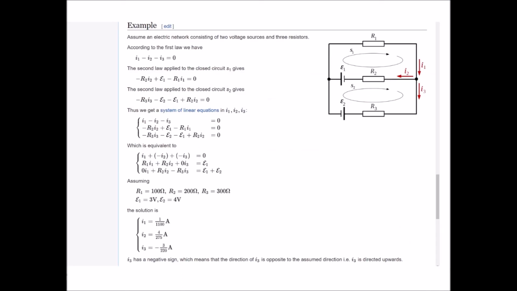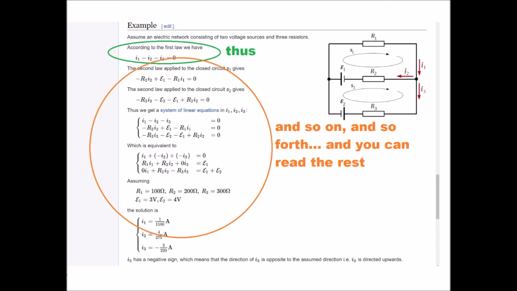And here's an example. Assume an electric network consisting of 2 voltage sources and 3 resistors. So according to the first law, we have thus. The second law applies to the closed circuit, and so on and so forth, and you can read the rest.